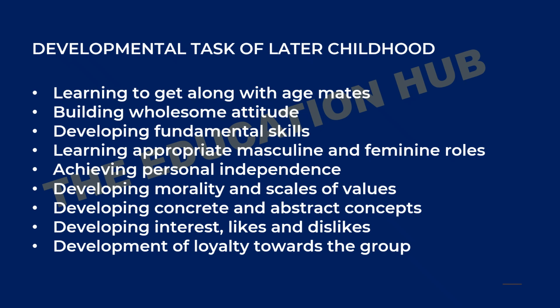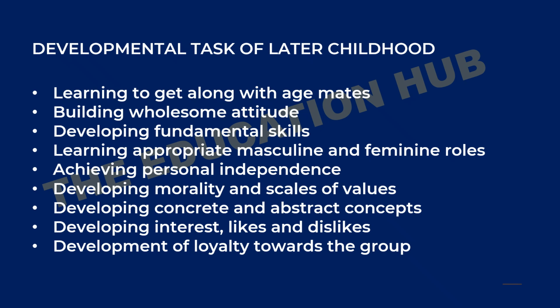Then achieving personal independence. When we talk about personal independence, it means that the child should be able to do their own work rather than depending on others. Then we have developing morality and scales of values. Here the child understands and develops honesty, discipline, and moral values, which is very, very important.